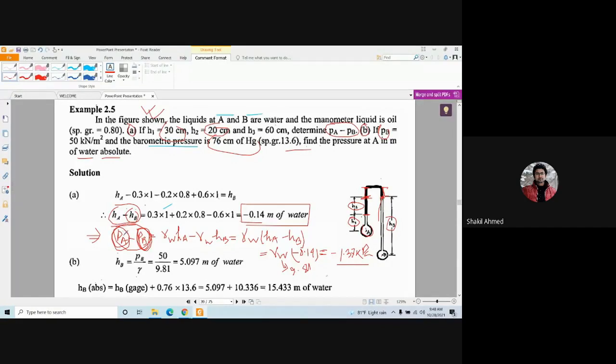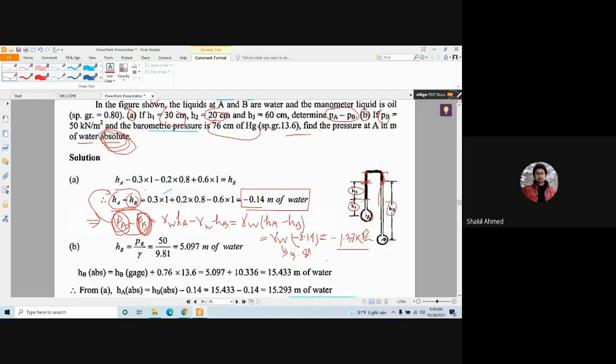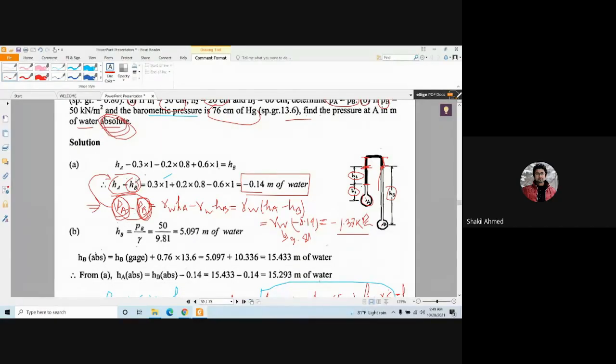But they're asking PA not in terms of pressure. They're asking in terms of what? Height of water. Clear? Yes, sir. Also, they're asking it in absolute value, not in gauge pressure. So that's okay, no problem. So first of all, they have given PB. Let's convert it to HB. H equals P by gamma.